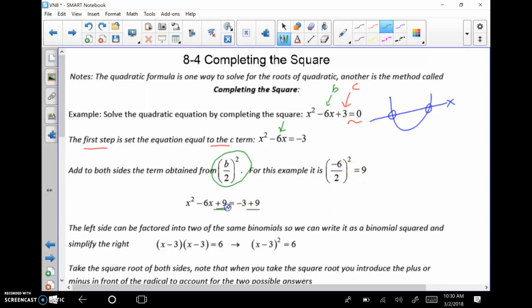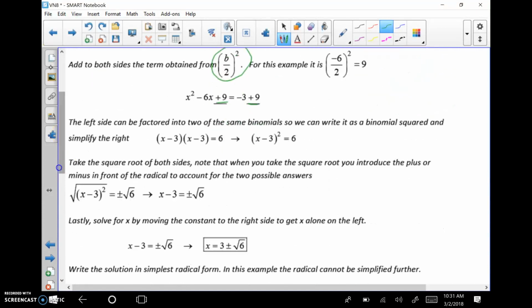And so that's why we add 9 to both sides. You don't have to put the line under it. I'm just emphasizing add 9 to both sides here. That right there is a little strange, and you'll get comfortable with it. Take your b term, cut it in half, so you divide by 2 first. Then you square it. It doesn't matter if it's positive or negative, it's going to square positive. Things always square to positive.